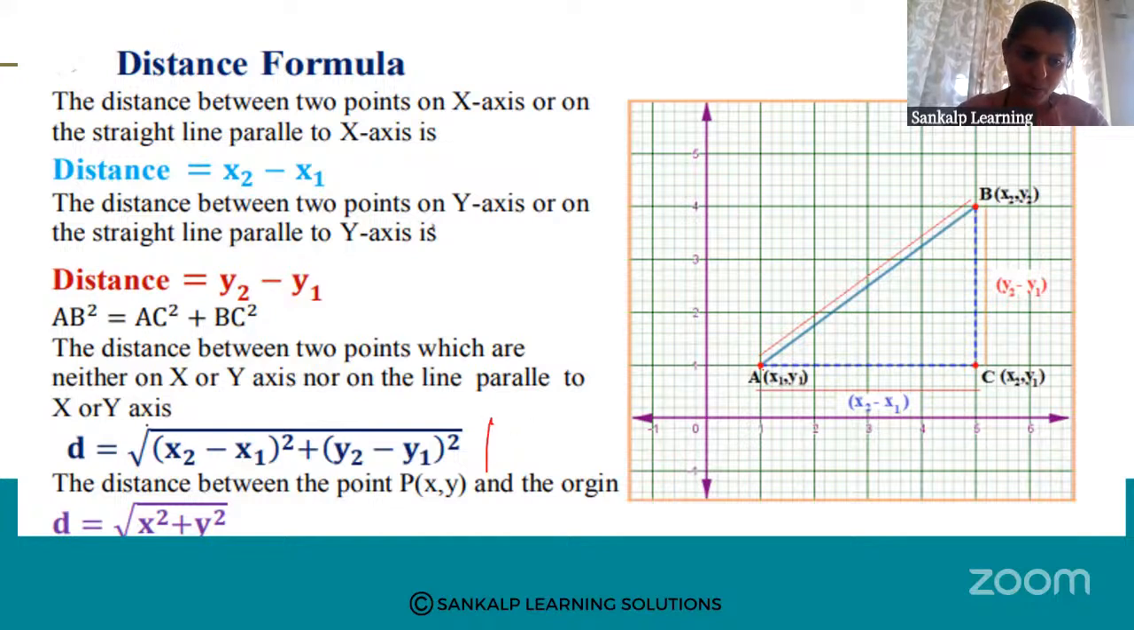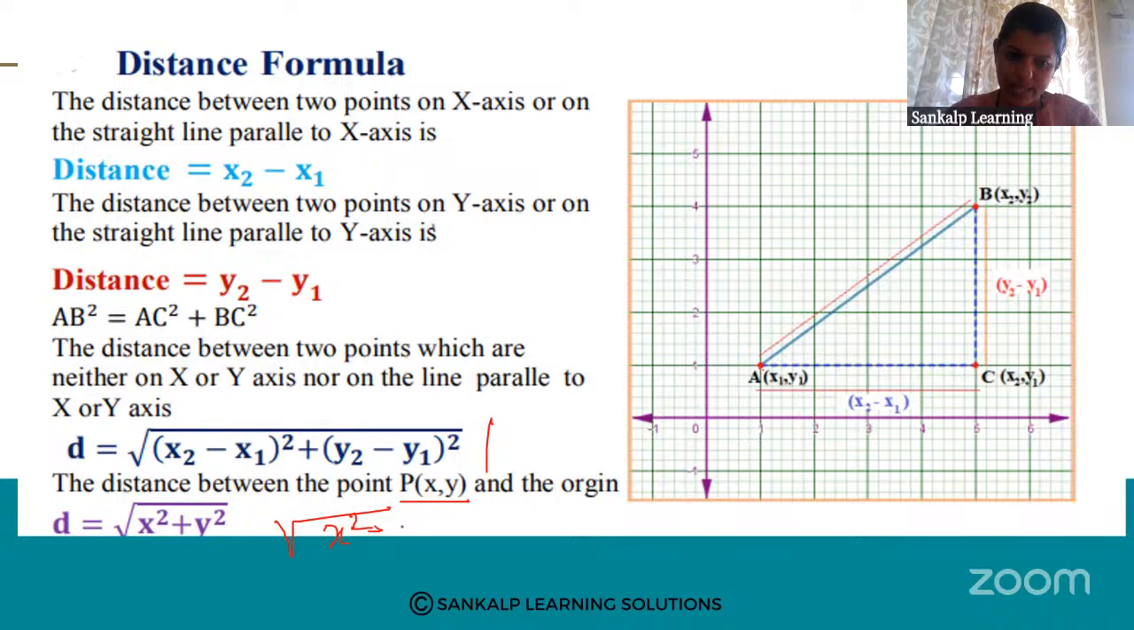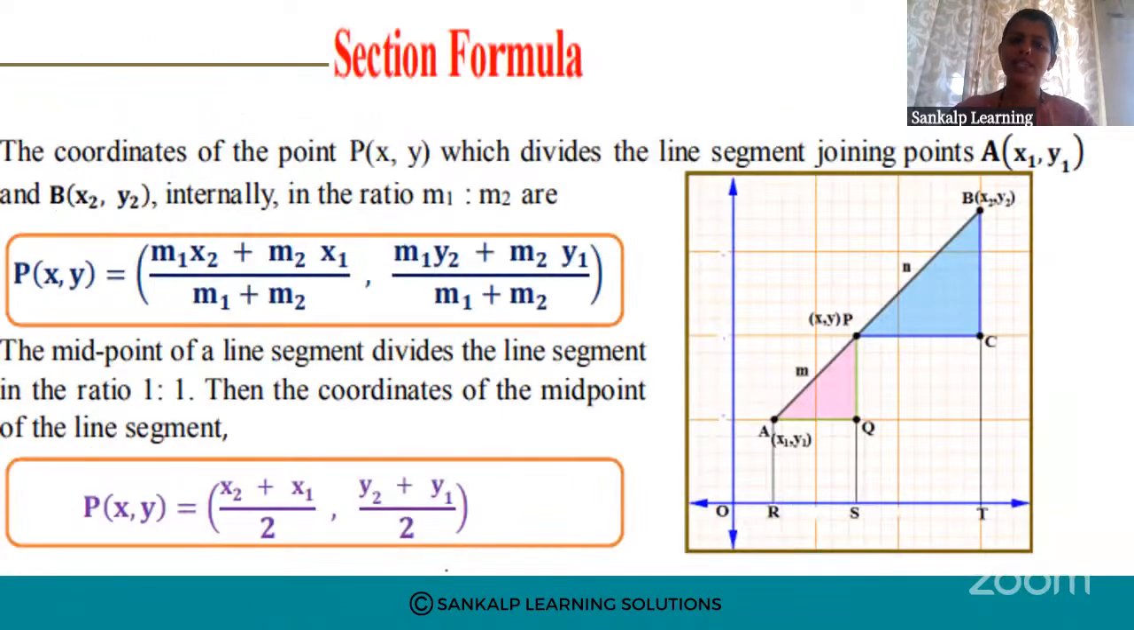This is very, very important. The distance between the point P(x, y) and the origin can be asked in MCQ questions. This is also very important. The distance between the point P(x, y) and the origin is square root of x square plus y square. So this is very, very important. Remember. Okay.